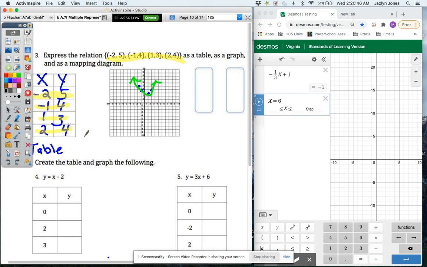Also, I want to know, is this a function? Well, we're looking at my x's and since none of my x's repeat, we know it is a function. Yes. It's a function, okay? If any of these x's repeated, then we know it wasn't a function. But since none of my x's repeated, we know it's a function.